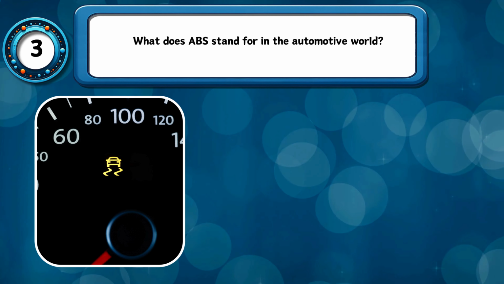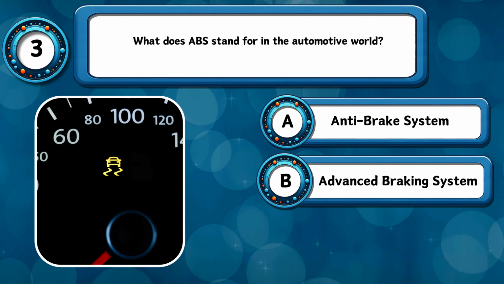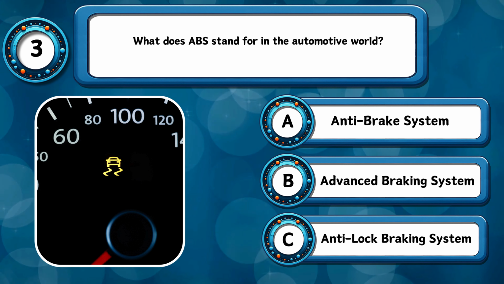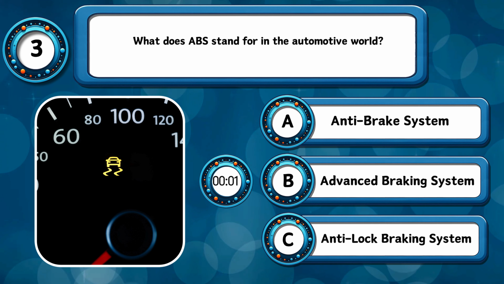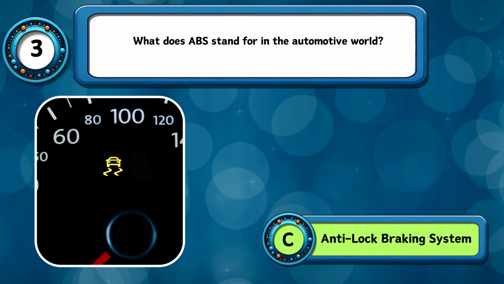Question 3. What does ABS stand for in the automotive world? A. Anti-brake system. B. Advanced braking system. C. Anti-lock braking system. Correct answer is C. Anti-lock braking system.